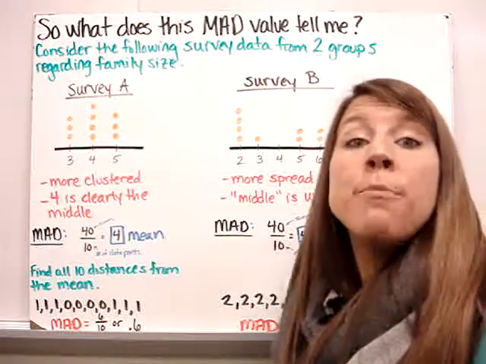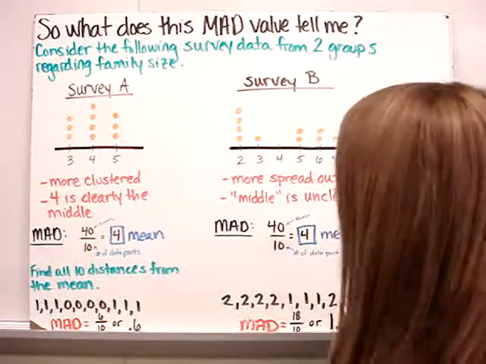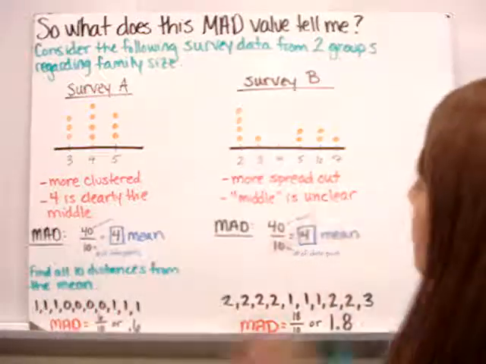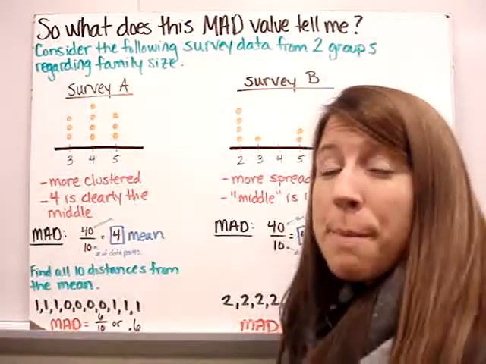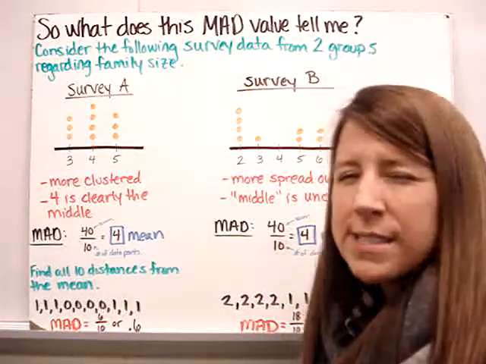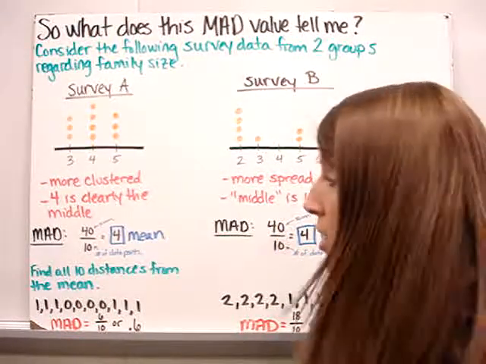in relation to the mean value, which is a measure of center. Here you can see the data is more spread out, and the middle is not as clear as it is here. So the MAD is really going to help us understand what's exactly going on. So how do I find the mean absolute deviation?